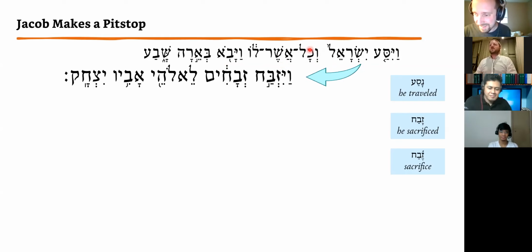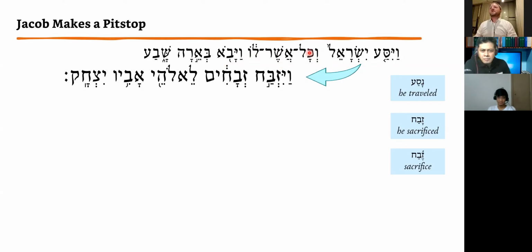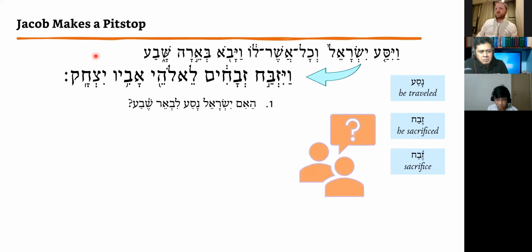So v'chol asher lo, everything that's his, vayavo be'er shava, he came to Beersheba. Vayizbach zvachim le'elohei aviv Yitzchak. He offered sacrifices to the God of his father. Yitzchak, that's the appositive, apposition. So he offered sacrifices to the God of his father Isaac. All right. Let's see if we can get through this a little bit. Ha'im Yisrael nasa liver sheva?